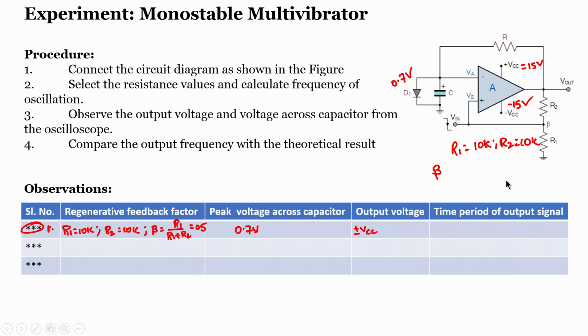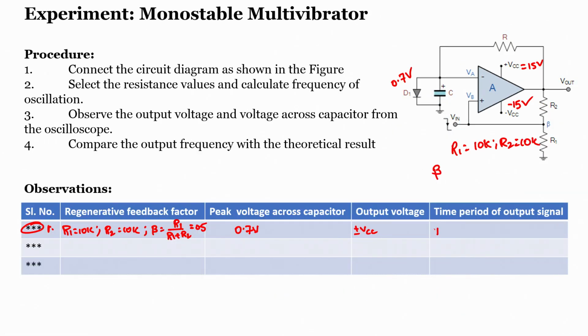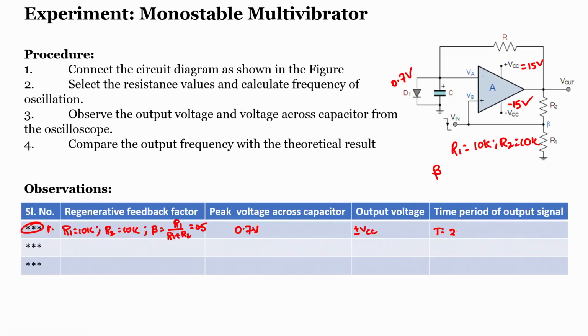Now, when we do the calculation similar to what we have done in an astable multivibrator, the period T will be equal to 2RC times log of 1 by 1 minus beta. Where beta is 0.5, I can write it as 2RC into log of 1 by 1 minus 0.5, which is 1 by 2, so it is nothing but log 2. Now, what is the value of log 2?